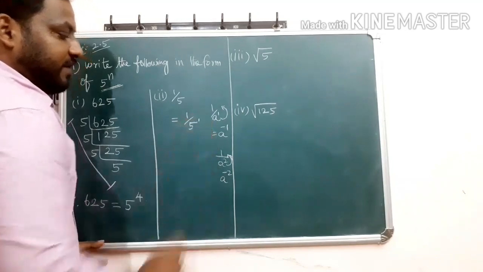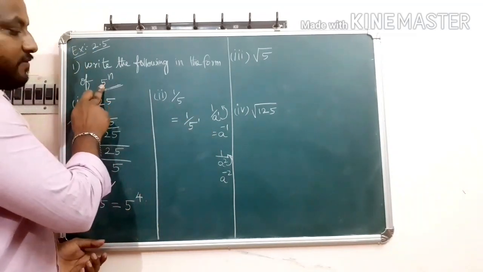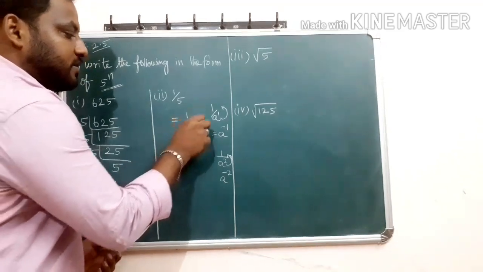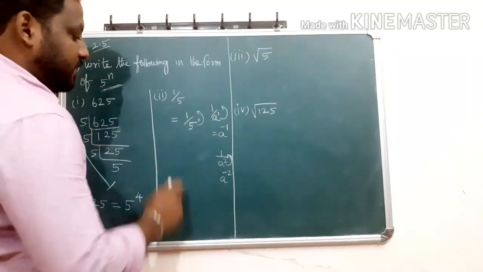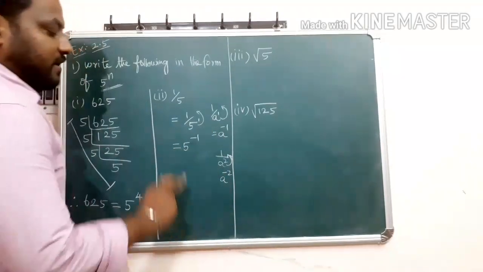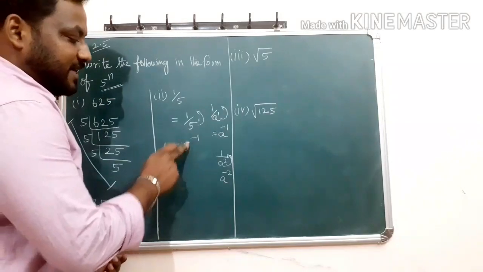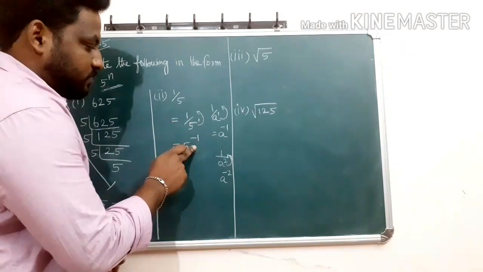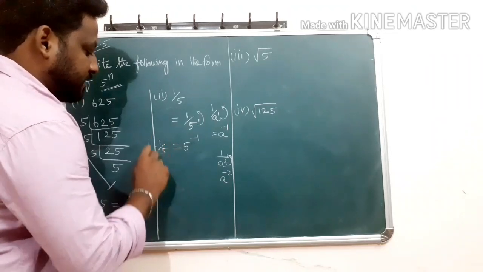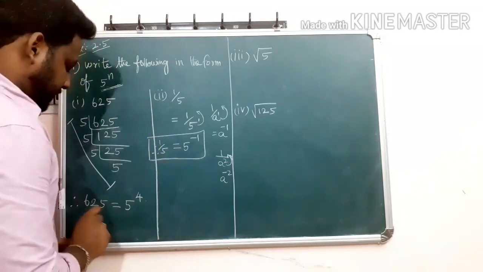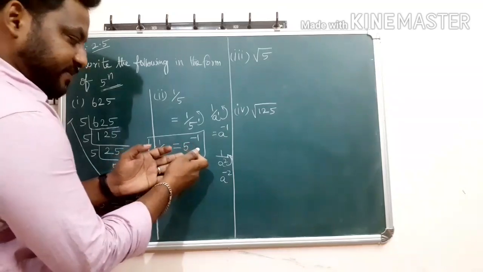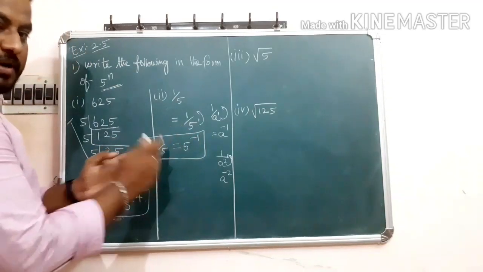Here what is that? 5 power 1. We have to write 1 by 5 power 1. That denominator should come into the numerator. That should be written as 5 power minus 1. That is the inverse property. That is 5 power 1 should be written as 5 power minus 1. So 1 by 5 should be written as 5 power minus 1. So we can write 5 power minus 1 is equal to 1 by 5.